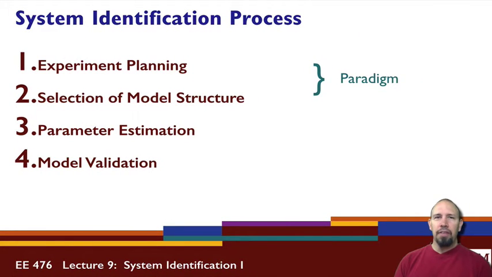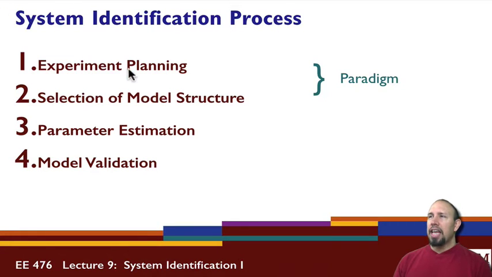In this process, we have 4 steps that we're going to go through. The first step is called experiment planning. Here we plan the experiment out. There are quite a number of details associated with planning the experiment. The second thing we're going to do is the selection of model structure. These 2 steps together form what I call the paradigm for our system identification process.